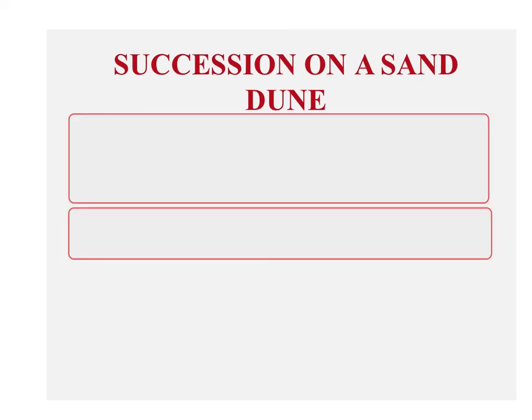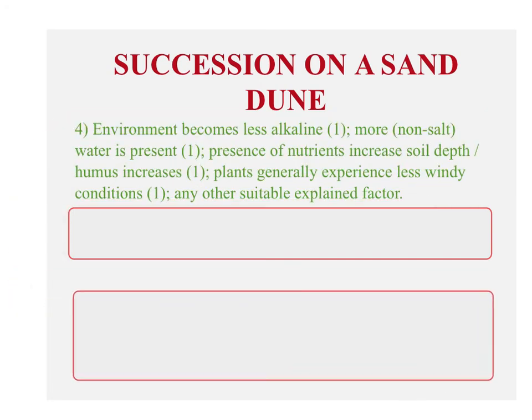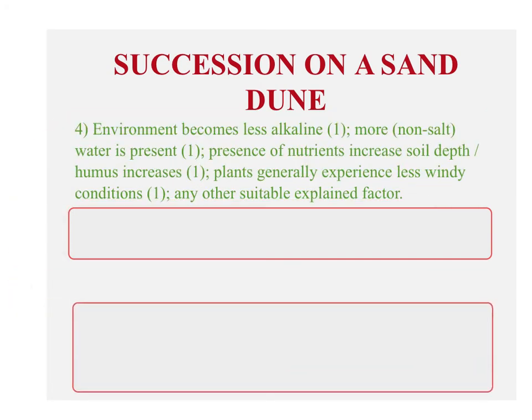Now, question 4 was quite tricky, I thought. Explain how the abiotic factors on a sand dune are going to change over time. And there were quite a few answers you could have had. It was a 4-marker. So you might have said that the environment becomes less alkaline or it becomes less salty because more non-salt water is present, or that the sand is able to hold on to some more water.